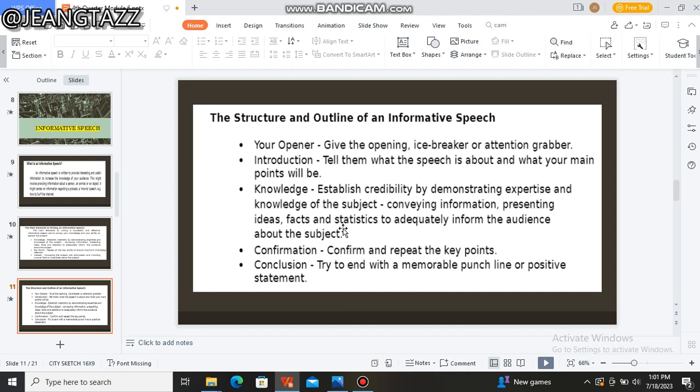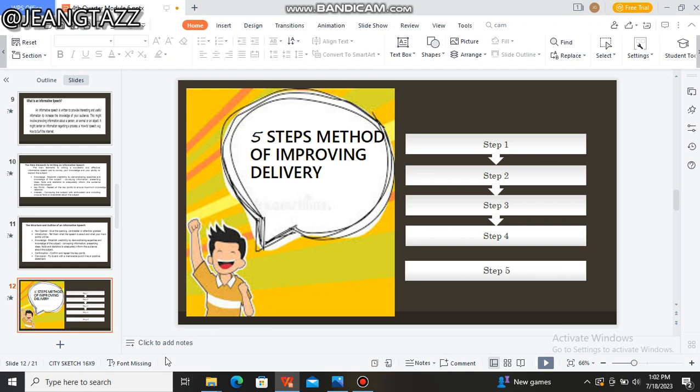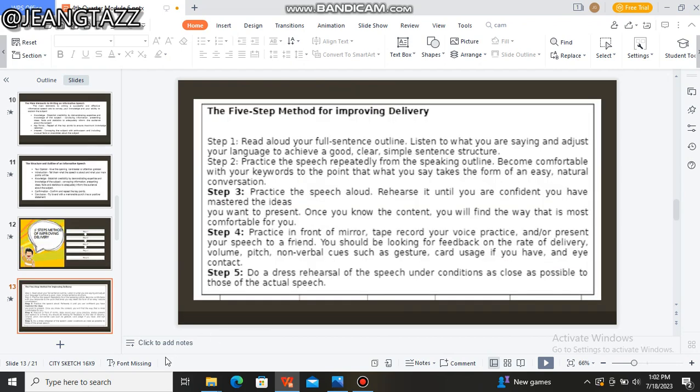also the conclusion. This is just like writing a paragraph, but in writing a paragraph, we only have three structures. That is mainly the introduction, the body, and the conclusion. So here we have 5, okay? And we also have the 5 methods of improving the delivery of your speech.